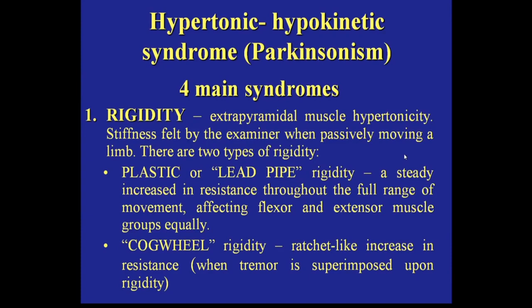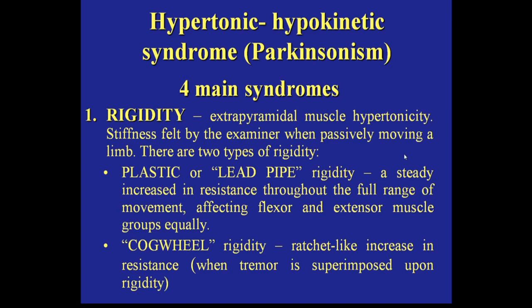The second part of our lecture about basal ganglia system is pallidum syndrome, hypertonic hypokinetic syndrome, or Parkinsonism. You remember we can have this syndrome in case of dopamine depletion. You are to know 4 main syndromes of Parkinsonism. The first one is rigidity, extrapyramidal muscle hypertonicity, stiffness felt by the examiner when passively moving a limb.